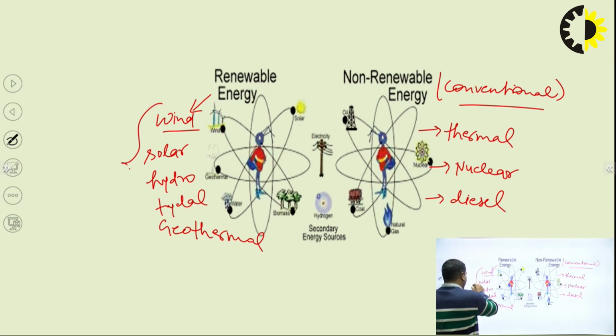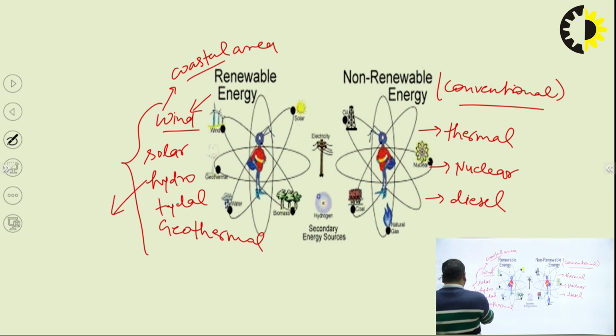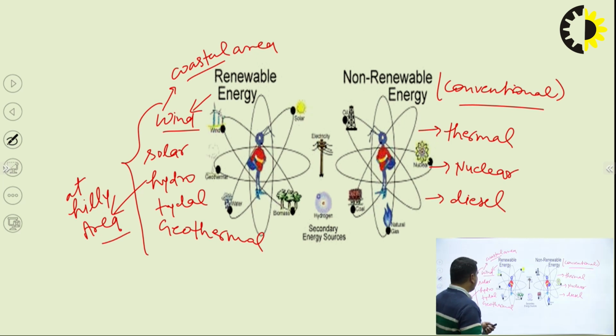Now we are trending to use renewable energy sources, because we know that at some time the thermal, nuclear and diesel plants will end. So that's why we are promoting the renewable energy sources. We are going with the solar plants, wind plants. Wind plants are generally planted at coastal areas. And these hydro plants are generally planted at hilly areas. Okay.